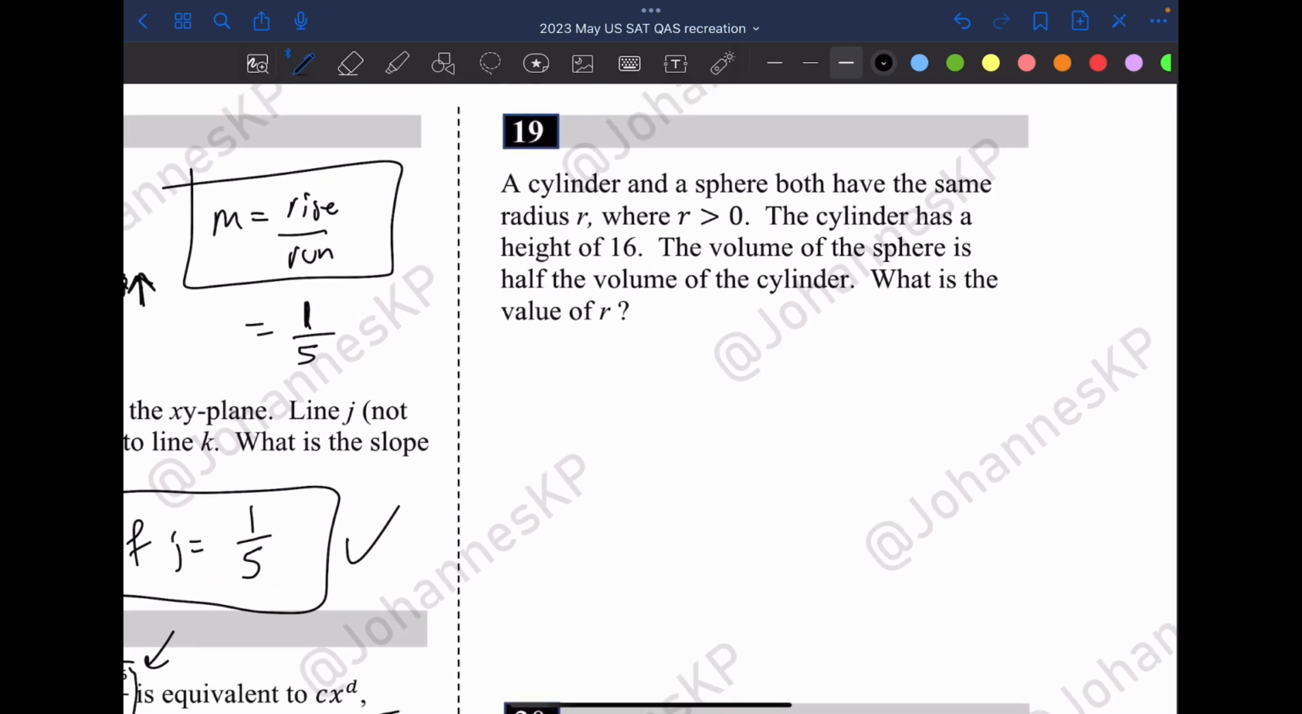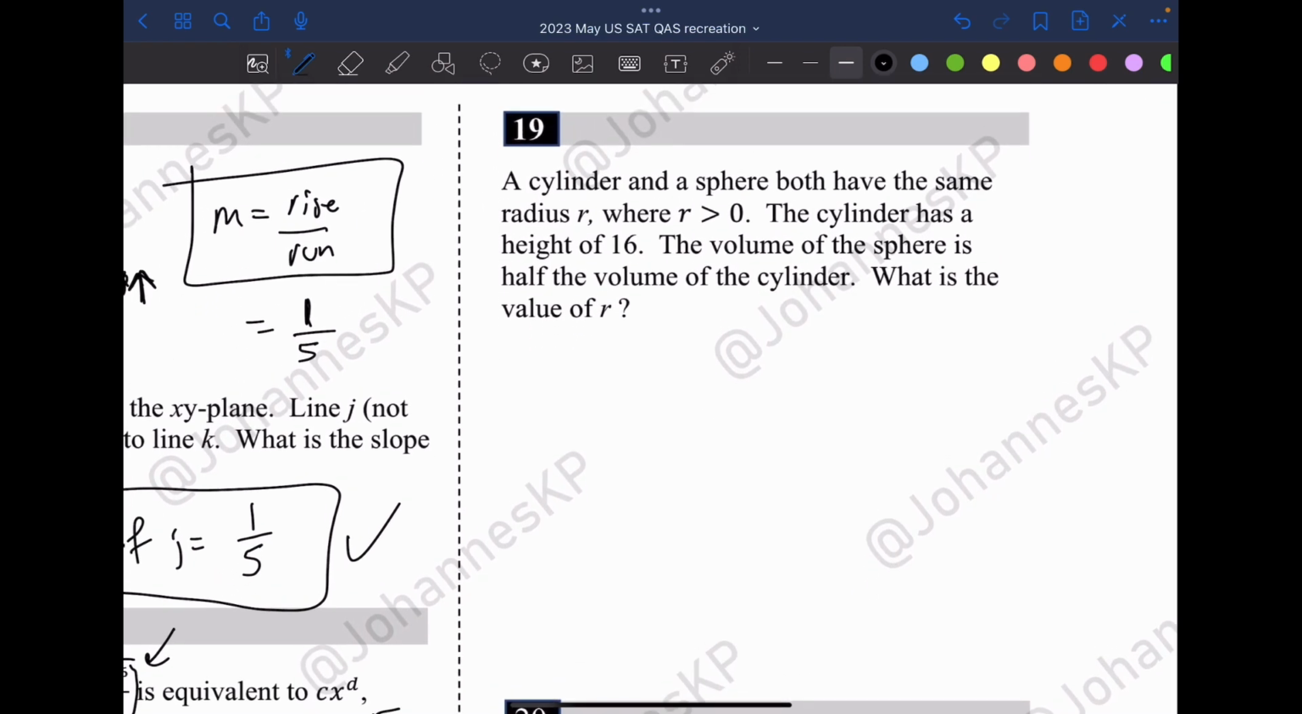Okay. Question number 19. A cylinder and a sphere both have the same radius r, where r is greater than 0. The cylinder has a height of 16, so that's going to be useful. The volume of the sphere is half the volume of the cylinder. That's also very useful because it gives us a relationship between both volumes. And you have to find what the value of r is.